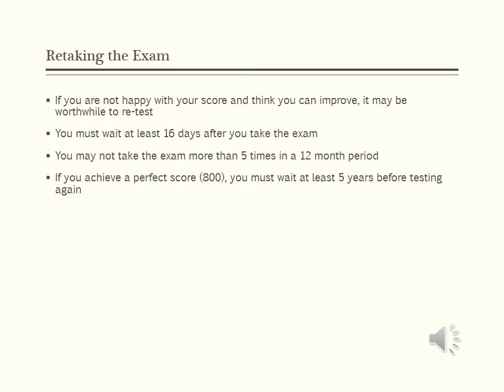If you are not happy with your score and think you can improve, it may be worthwhile to retest. You must wait at least 31 days after you take the exam. You may not take the exam more than 5 times in a 12-month period. If you achieve a perfect score of 800, you must wait at least 5 years before testing again.